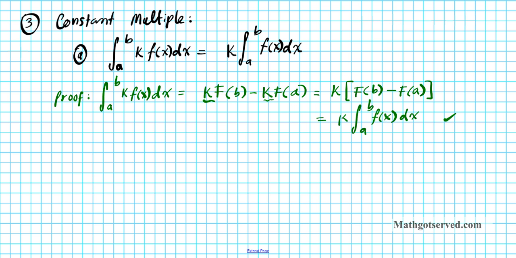Now let's look at the b part of the constant multiple rule. That's a special case of part A, in the case where k equals -1. So what if we have the definite integral from a to b of negative f of x dx? So the constant multiple rule says that this is equal to negative times the integral from a to b of f of x dx.